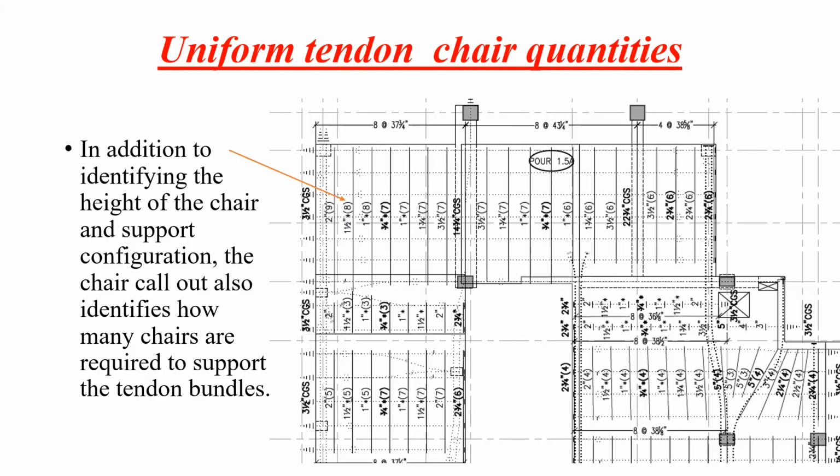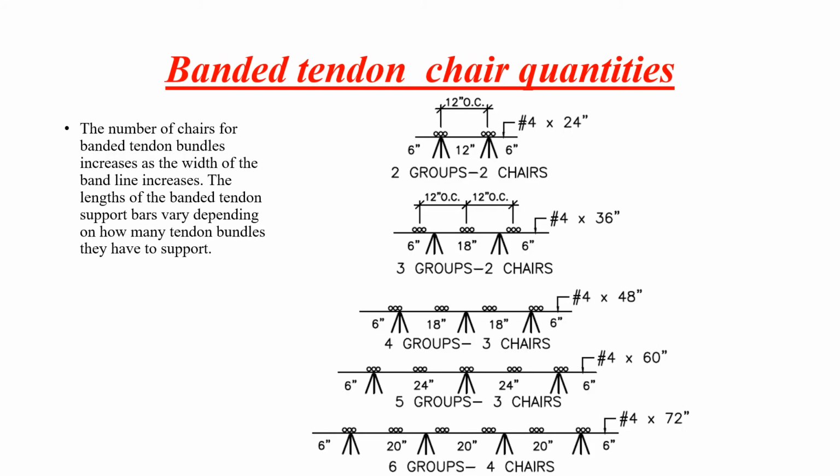In addition to identifying the height of the chair and support configuration, the chair callout also identifies how many chairs are required to support the tendon bundles. The number of chairs for banded tendon bundles increases as the width of the band line increases. The lengths of the banded tendon support bars vary depending on how many tendon bundles they have to support.